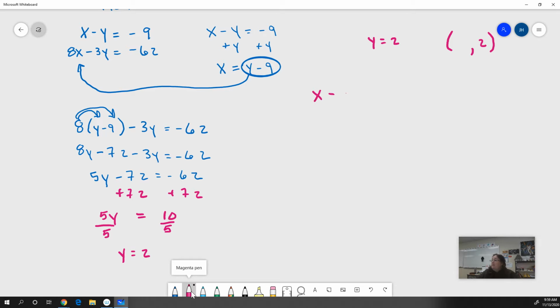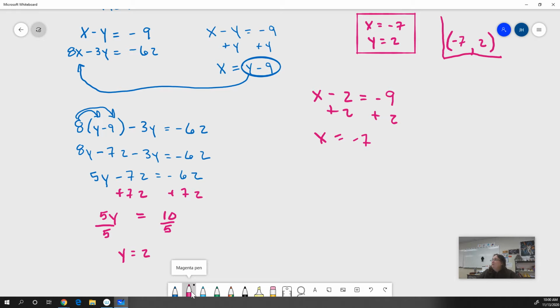Well, what do we know y to be? 2 equals negative 9. And this becomes an easy solve, right? I just add 2 to both sides, and I get x equals negative 7. So I can plug that in here as my point, or I could write x equals negative 7. Either way is fine to input it. I think on Delta Math, you need to input it as a point. So you're going to want to do it that way.